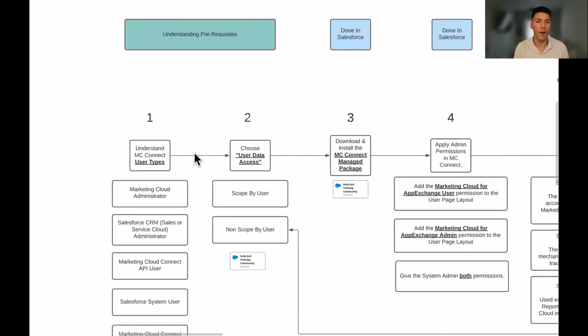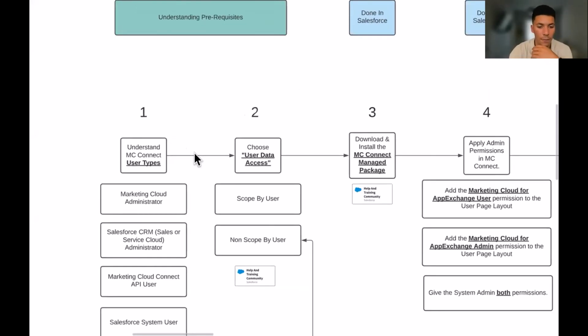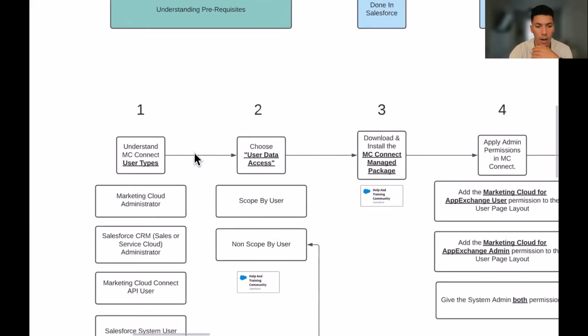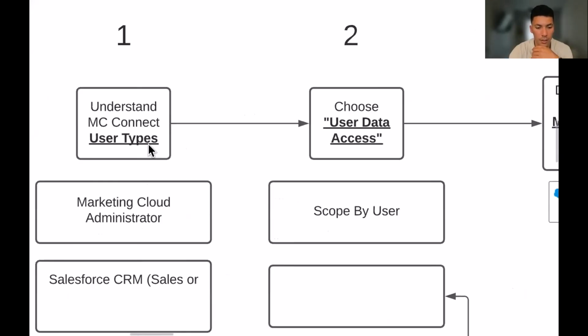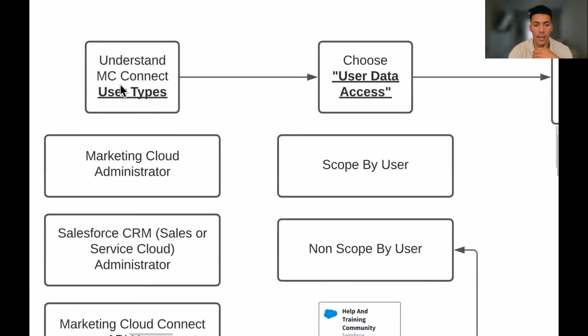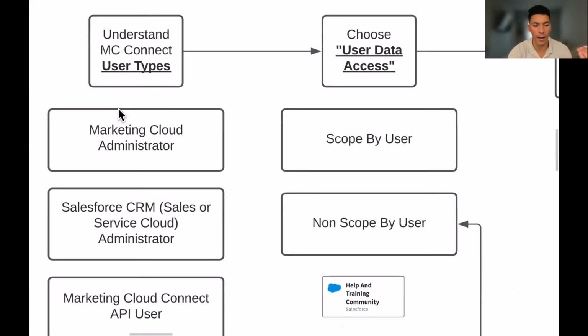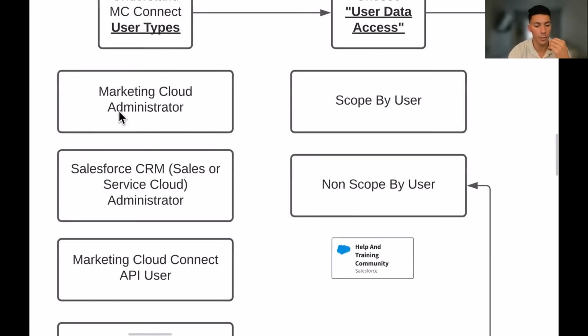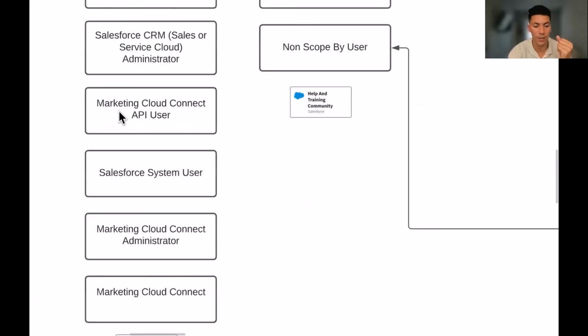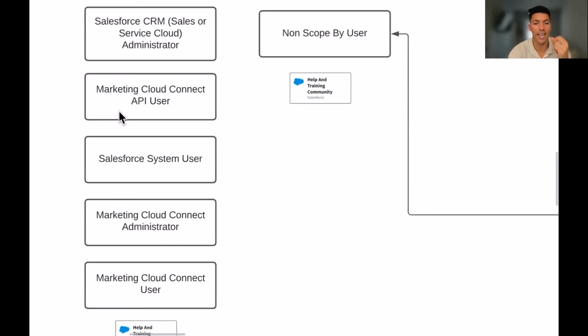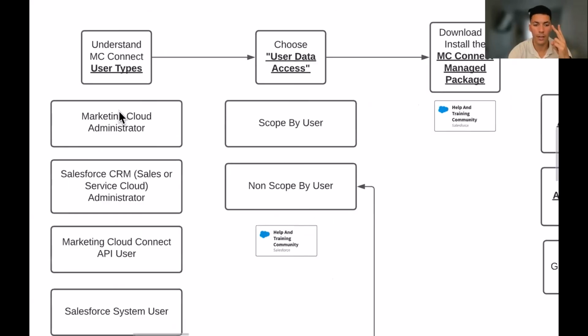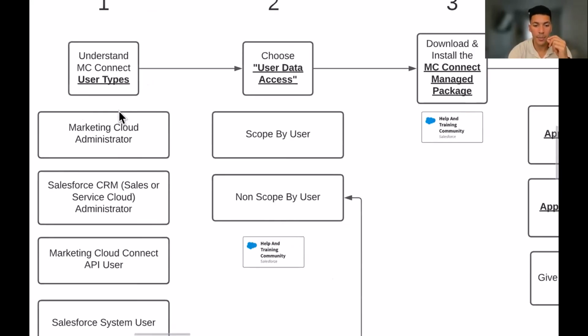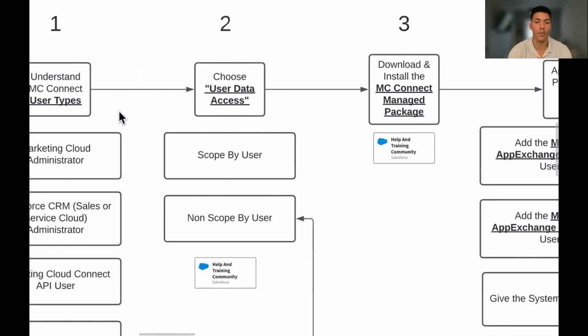But so far, I've already covered what we need to understand as far as setting the system up with our prerequisites. So the first two items here are just understanding prerequisites. You just need to understand the Marketing Cloud Connect user types. We covered that with the different users. Remember, the two most important users are the system user and the Marketing Cloud Connect API user. So understand those roles. The second step is to understand the data access that you want to give to your users.